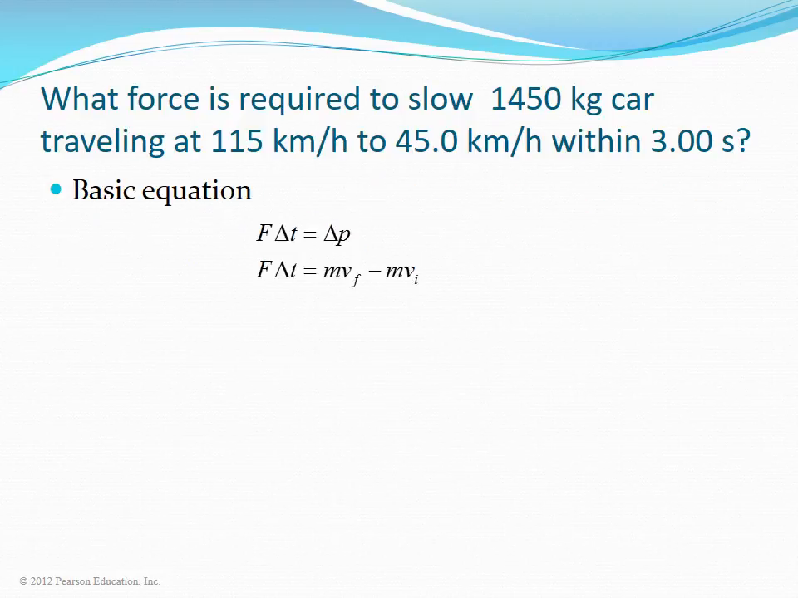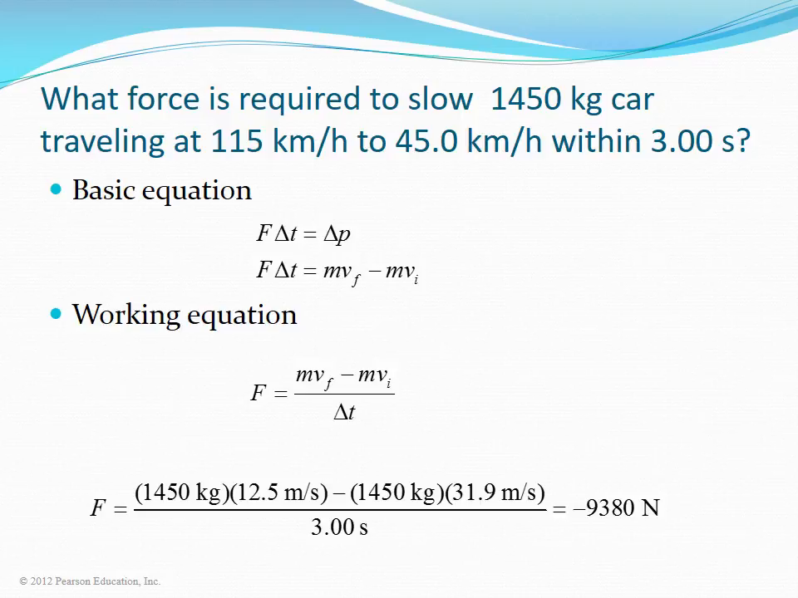The basic equation is the impulse equation, which we rewrite as the working equation by dividing by the time interval. Substituting the known values gives a force of minus 9,380 newtons. The minus sign indicates the force is opposite the direction of motion.